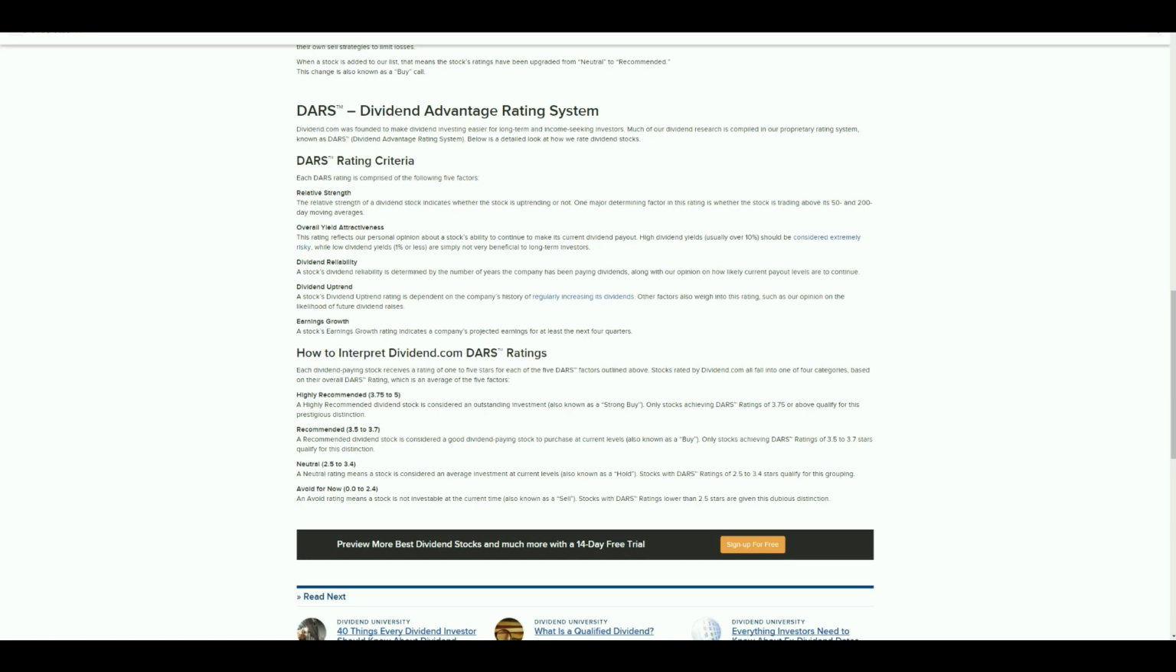So anything between a 3.75 and a 5 is considered highly recommended right now. Recommended is 3.5 to 3.7 and neutral is 2.5 to 3.4. Now I like to pick up stocks when I do my 5 stocks with ex-dividends next week. I will normally include all the stocks between 3.4 and above. That'll give me neutral to recommended to highly recommended. So those are the ones that we're going to be taking a look at, and then of course anything between 0 and 2.4 is a void for now.